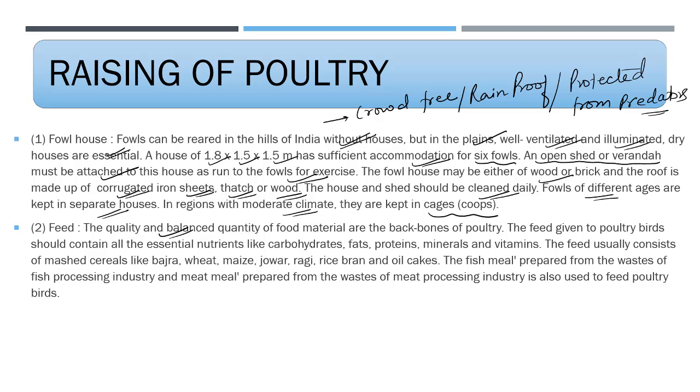The quality and the balanced quantity of food material given to these poultry are the backbone. The feed given to poultry birds should contain all the essential nutrients like carbohydrates, fats, proteins, minerals, and vitamins. The feed usually consists of mashed cereals like bajra, wheat, maize, jowar, ragi, rice bran, and oil cakes. Fish meal prepared from the waste of the fish processing industry and meat meal prepared from the waste of the meat processing industry are also used to feed poultry birds.